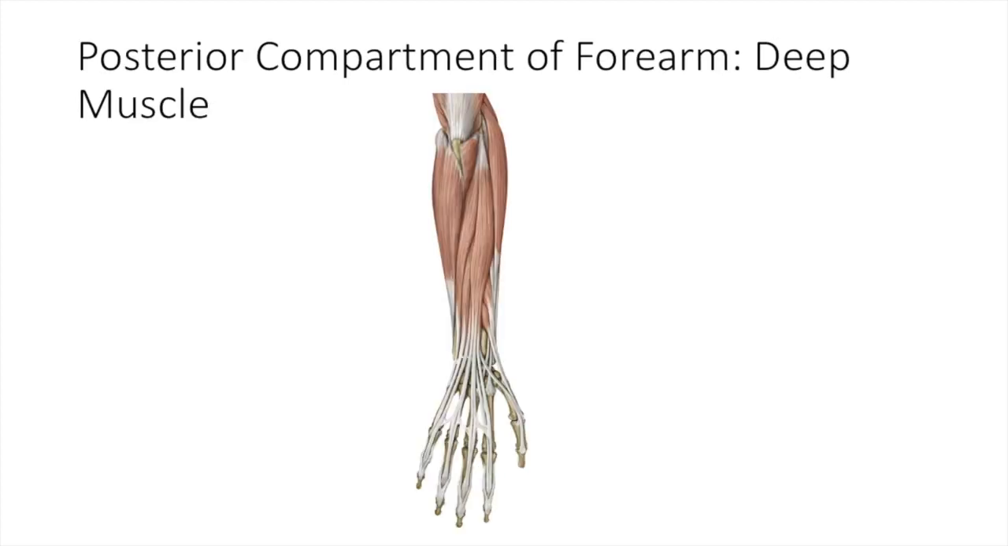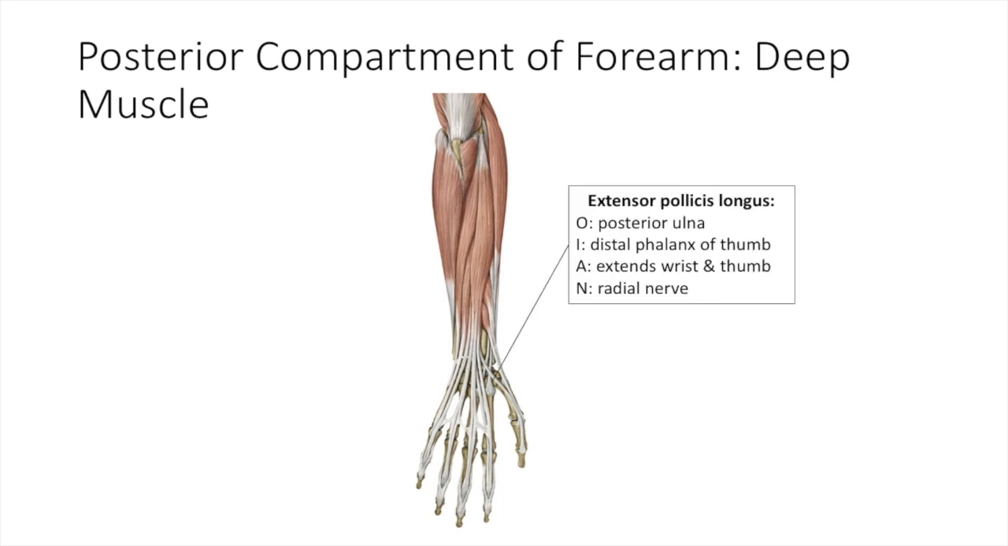And here you have a view of the deep muscles of the posterior forearm. So here we have extensor pollicis longus, which originates on the posterior ulna and inserts on the distal phalanx of the thumb, and this acts to extend the wrist and thumb. And this is innervated by the radial nerve.